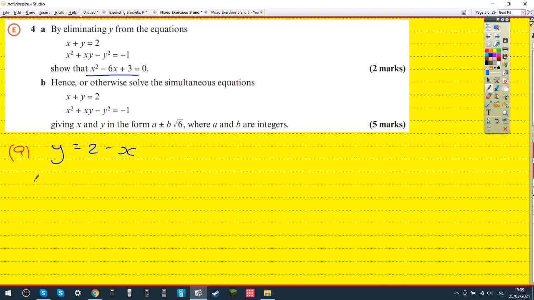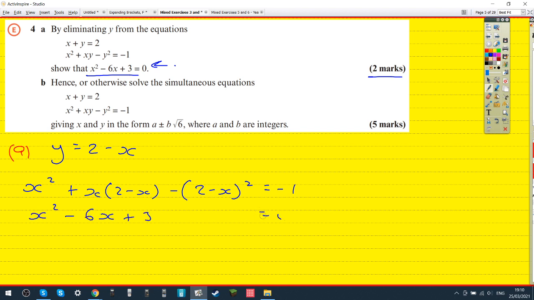Go on, sub it in. What do you get? x squared plus x brackets 2 minus x minus y squared equals minus 1. What is y squared? Oh yeah, 2 minus x. Well done. Just watch out for that. Now it has to be subbed in 2 different places. You'd fully expand, fully simplify, and you would end up with that. This is a 2-mark question, and so pro tip, I think you could just get away with writing x squared minus 6x plus 3 equals 0 after that, because this is worth 1 mark. Hence or otherwise solve the simultaneous equations, and then once you get there, that's fine.